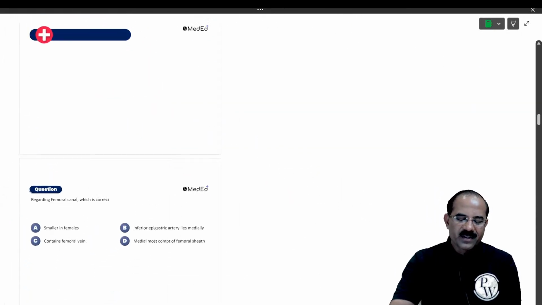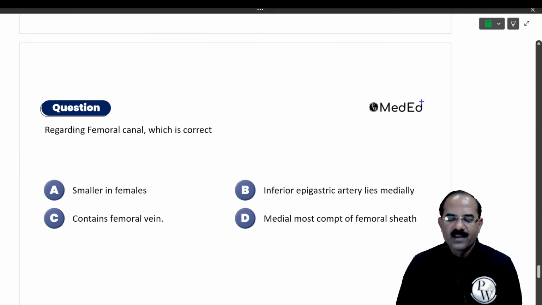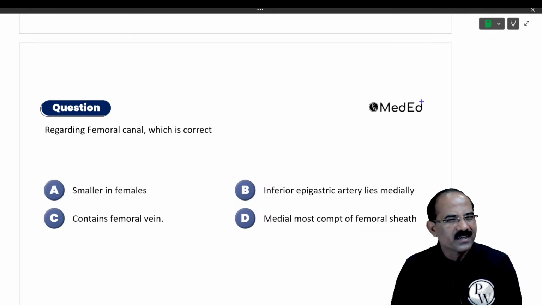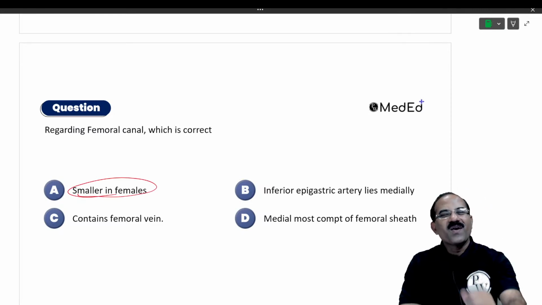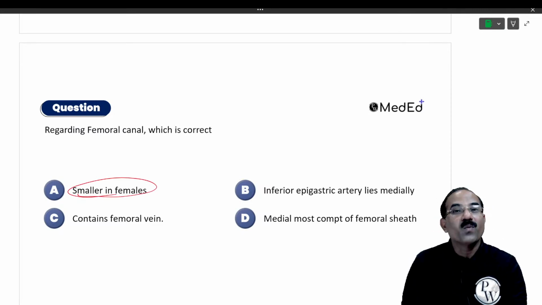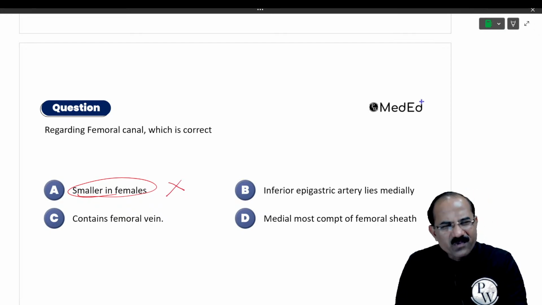Very good. Chalo, answer this. Regarding the femoral canal, which is correct? You know the femoral canal, right? Smaller in females. Students, this is wrong. It is wider in females, right? The femoral canal is wider in females. So this is wrong.